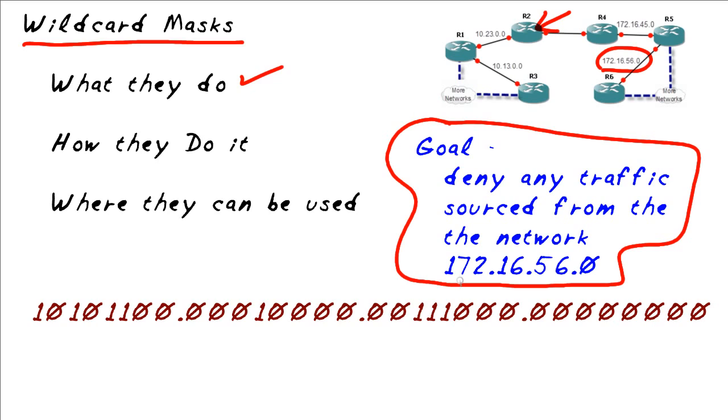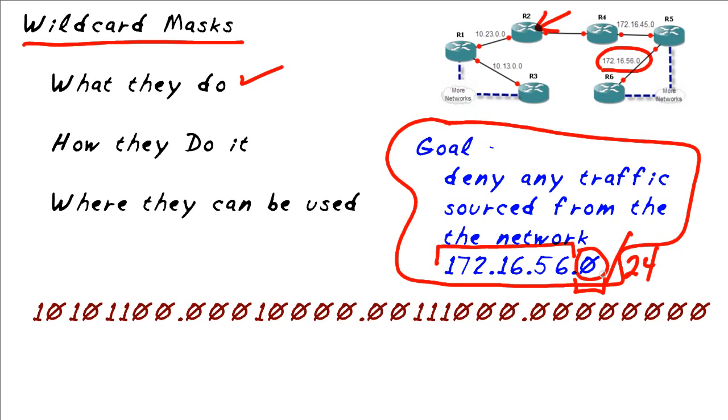Because this network 172.16.56.0, any hosts on that subnet, and let's assume that it's a 24-bit network, any host is going to have a value of something in that last octet. It can be 1 or 2 or 3, all the way up to 254. So in our access control list, how do we tell the router that we care about matching on the first 3 octets, but we don't care about matching on the very last octet? My friends, that is the exact application of how a wildcard mask works.